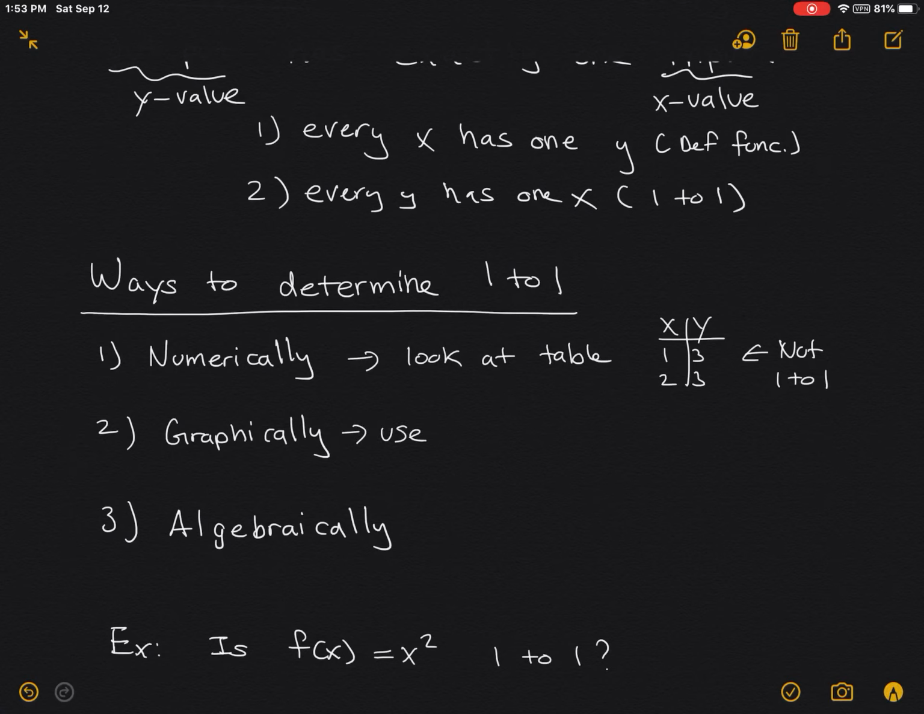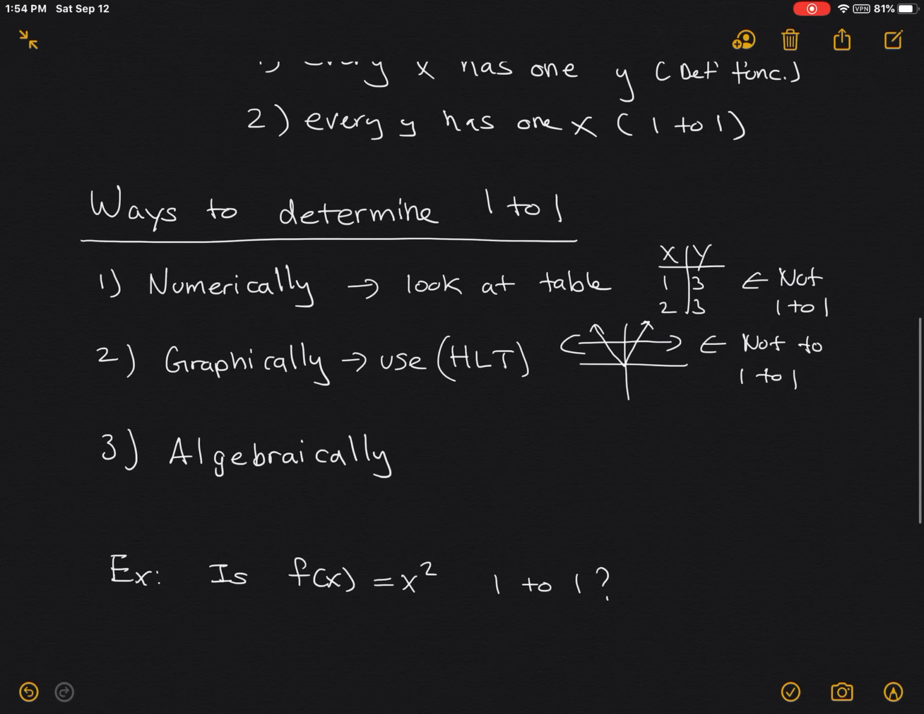Graphically, how would you determine if a function is 1-to-1? Use HLT. Okay, HLT stands for horizontal line test, right? So over here, if I have an absolute value function, this clearly is not 1-to-1. It fails the horizontal line test. The horizontal line test basically states that if you draw a horizontal line anywhere on a graph, it can only touch once. If it touches more than once, it fails the HLT, hence the function does not have an inverse.